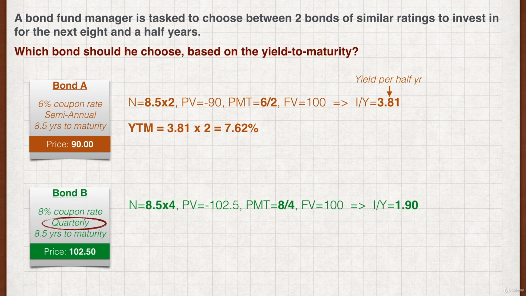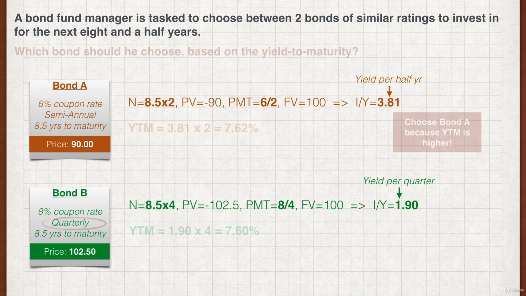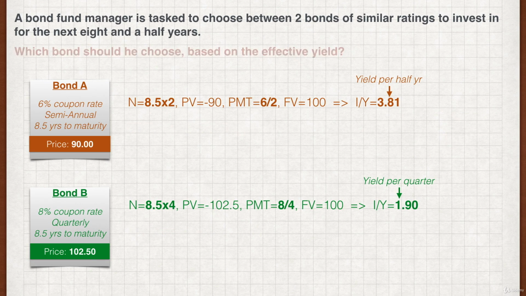Likewise, we repeat for bond B, taking note that the coupons are paid out quarterly, so there are 34 quarters to maturity, and the coupon rate has to be divided by 4. Solve for IY, and we get a yield per quarter of 1.9%. To get the yield to maturity, we multiply this by 4, giving us 7.6%. Since bond A's yield to maturity of 7.62% is higher than that of bond B, the fund manager should choose bond A.